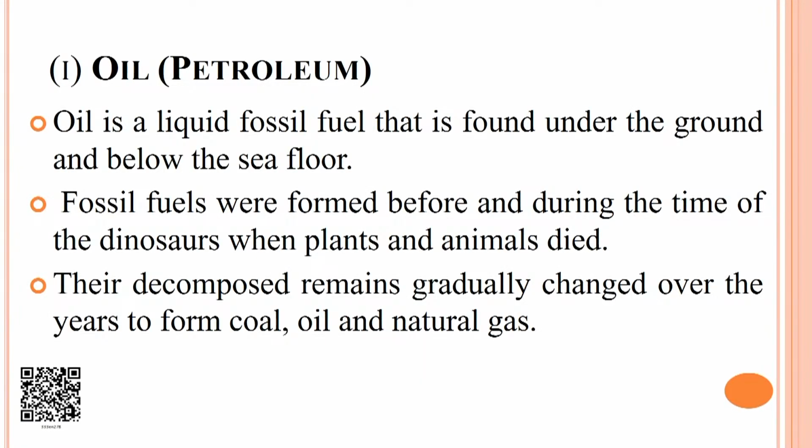So first we will talk about oil or petroleum, a liquid fossil fuel that is found under the ground and below the sea floor. Fossil fuels were formed before and during the time of the dinosaurs. When plants and animals died, their decomposed remains gradually changed over the years to form coal, oil and natural gas. So oil and natural gas are formed by complex decay processes from microscopic life forms called phytoplankton.